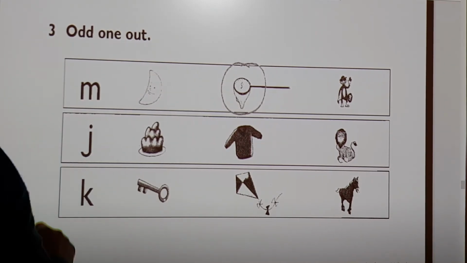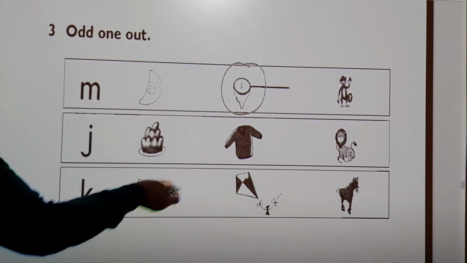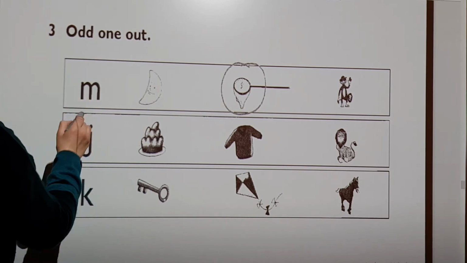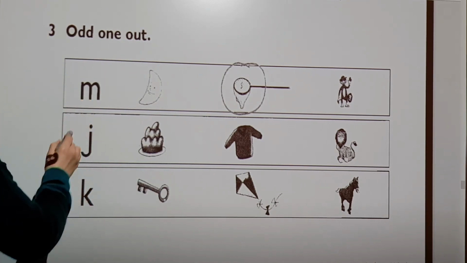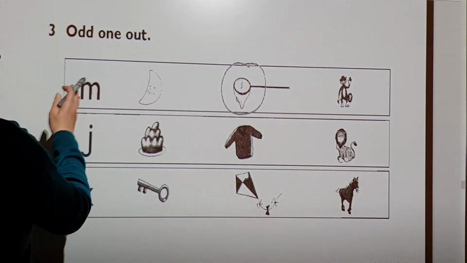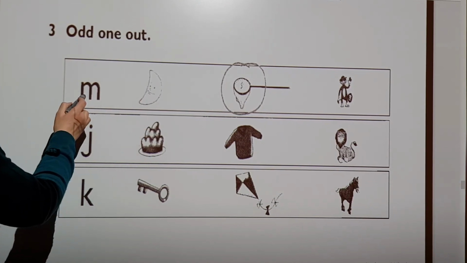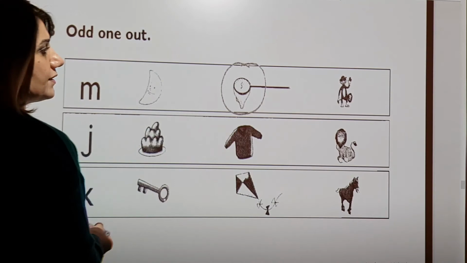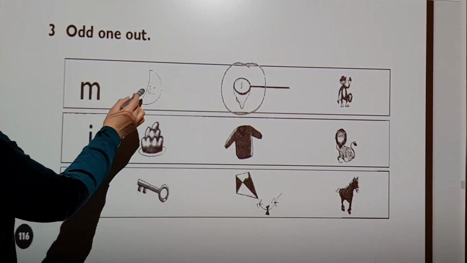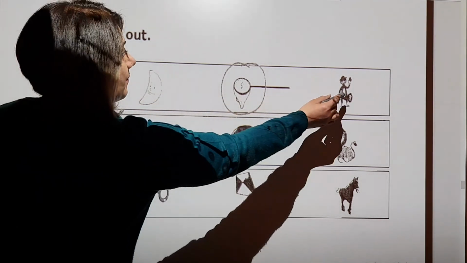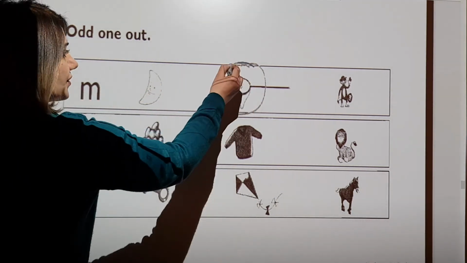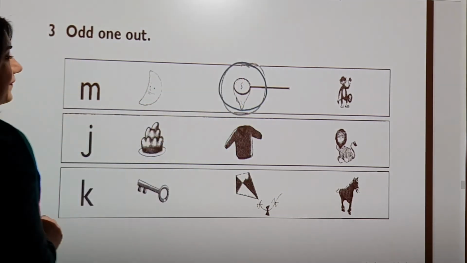On activity 3, odd one out, we are going to circle the different one, which does not start with these letters, okay? Let's go with box 1. Man, moon, net, monkey. Which one doesn't start with M? Yes, correct, this is net.